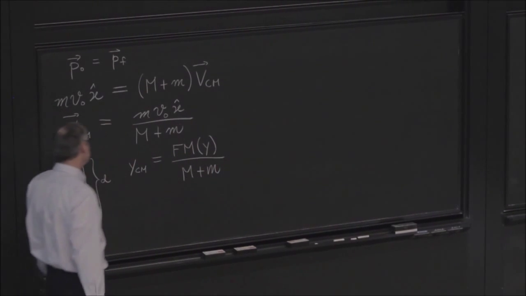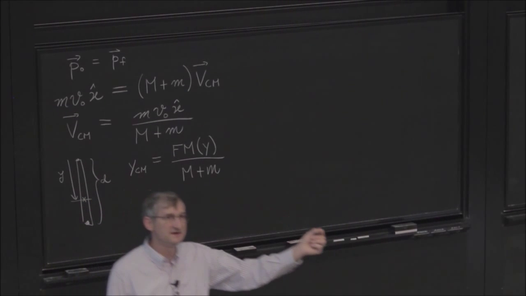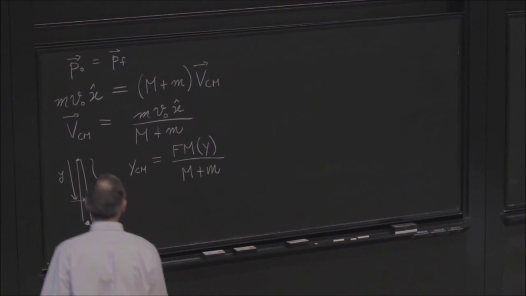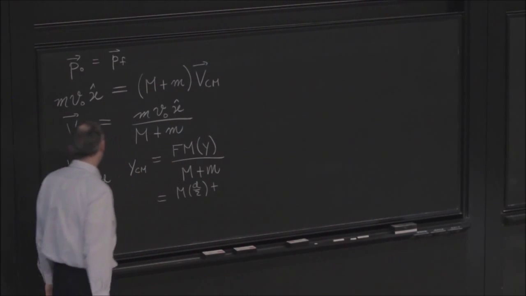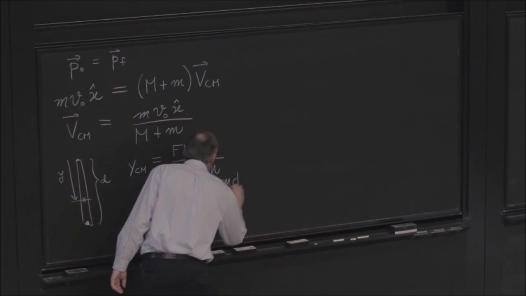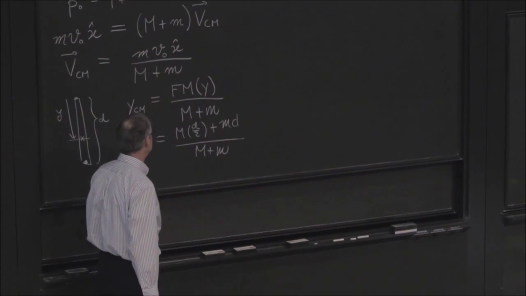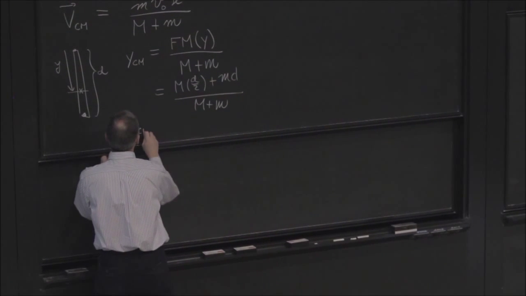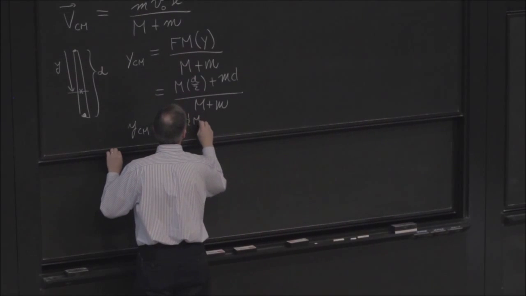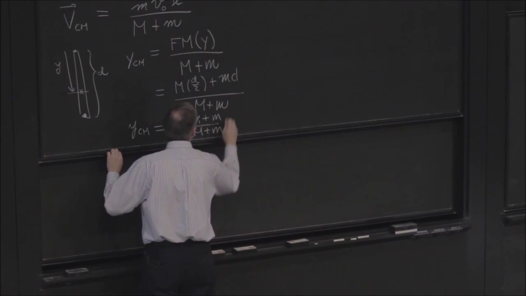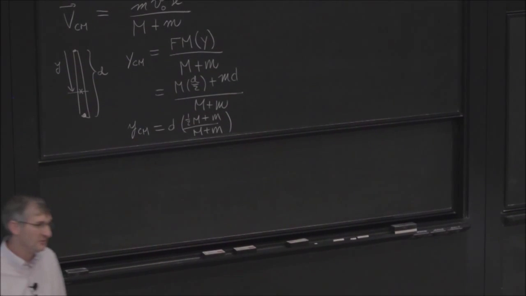First moment with respect to y. So I can treat the whole rod without the bullet as though it were concentrated at its center of mass, which is at d/2. So this is mass of the rod times d/2 plus mass of the bullet times d, over M plus m. So the center of mass will be at d times (1/2 M plus m) over (M plus m). Yuck, or lovely, whichever.